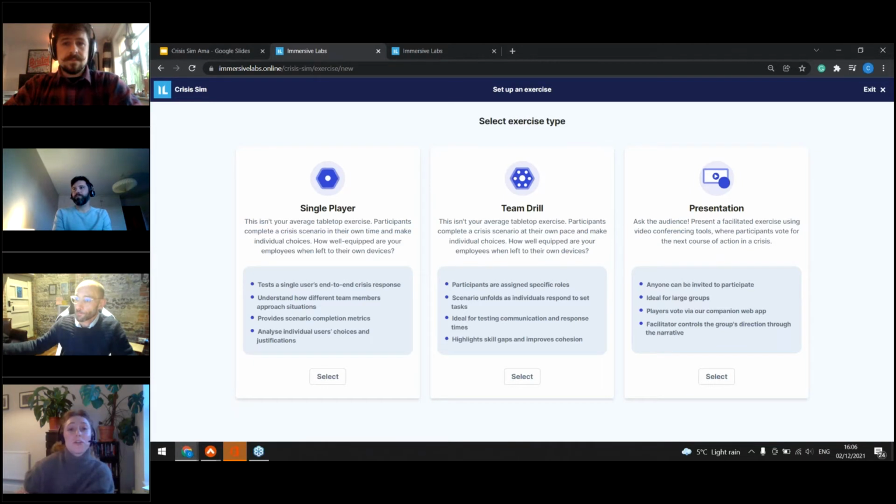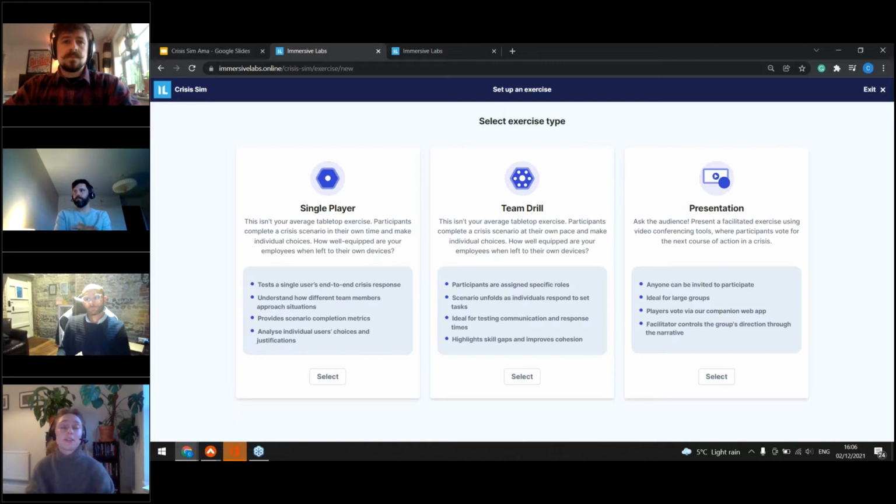And then you'll see we've got 3 different exercise types. We've got single player. So that's if you want to do an asynchronous scenario, you can assign it to different teams. It will be sent out to them to complete. You can set a deadline and then you can send it to them to complete in their own time before that deadline.